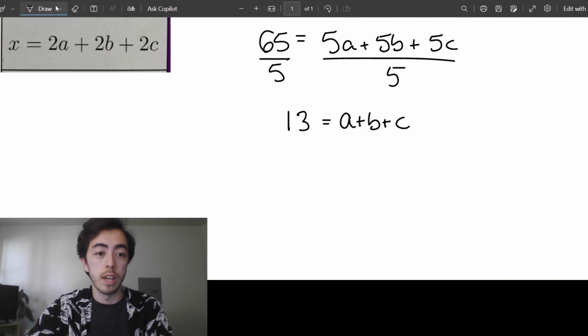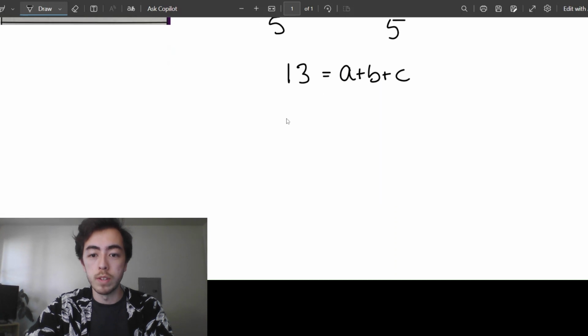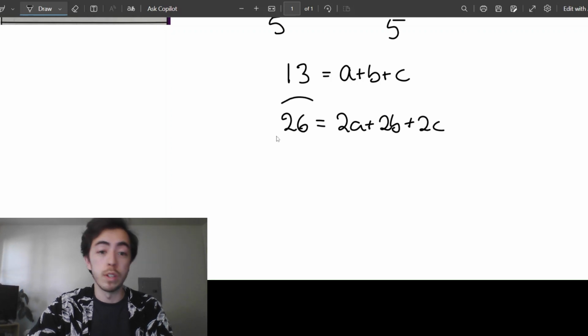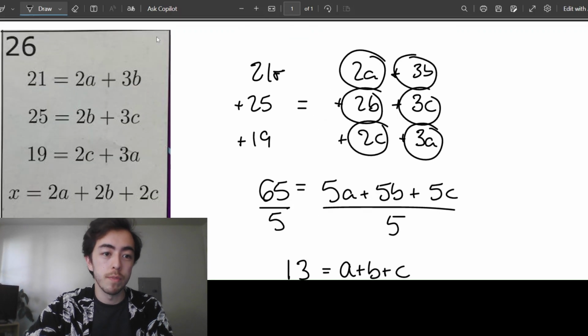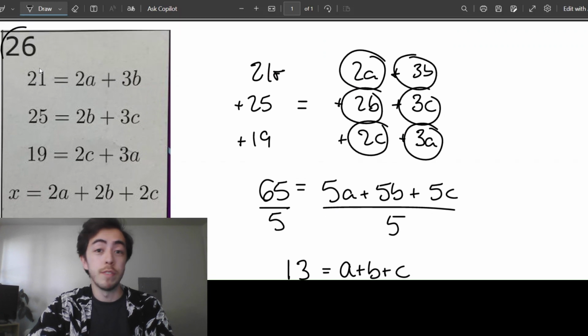And finally, to get 2A, 2B, 2C all added up, all I need to do is multiply both sides of this equation by 2. So 2A plus 2B plus 2C must equal 26. That matches today's date. And I didn't even have to figure out what A, B, and C are.